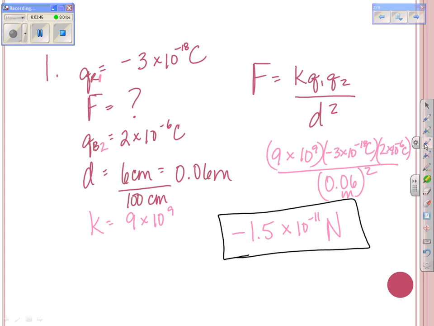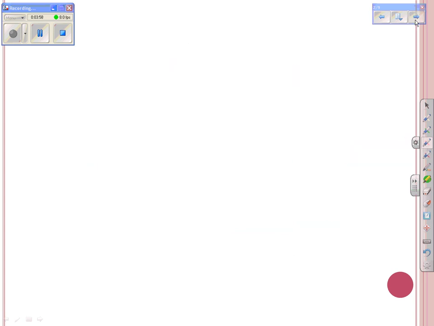All right. So number 2 is very much like this. You'll do it the same way. You're given two charges, you're given a distance, you know your K, find your F. Let's move on. The next problem I'm going to do is number 3. Number 3 and number 4 are very similar to each other, so they will actually be done the same way.